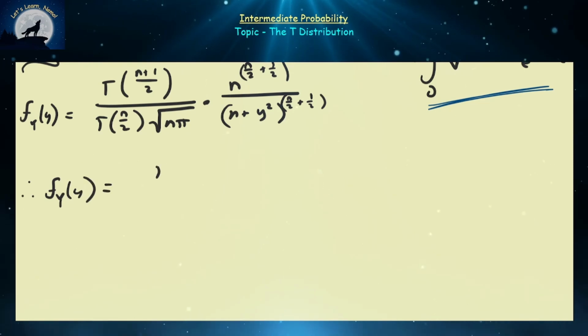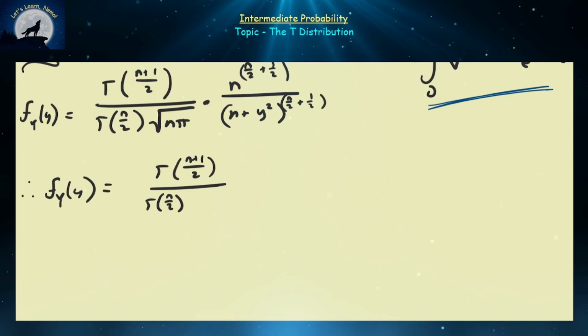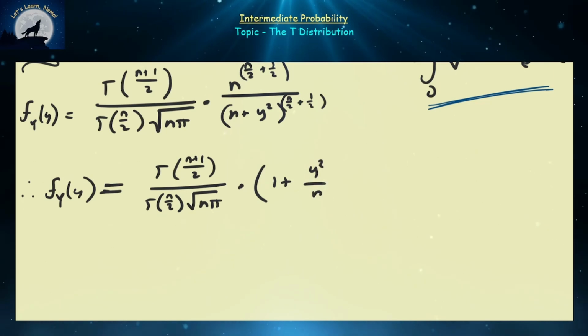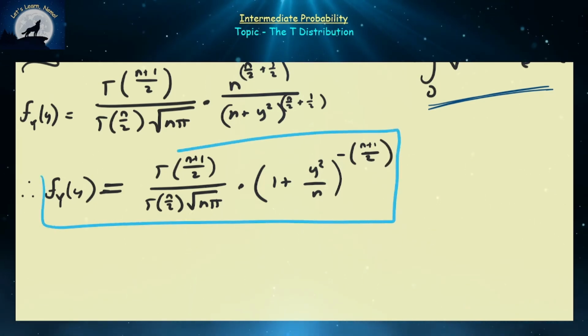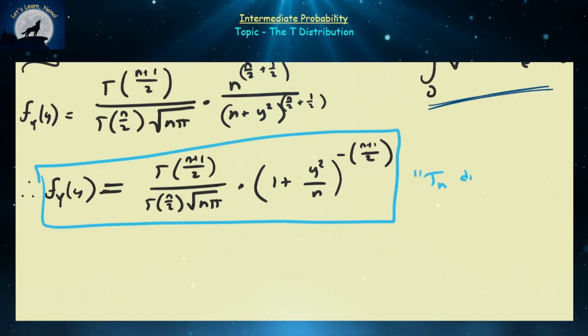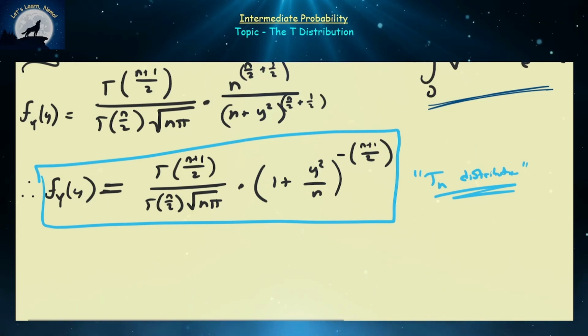Y will be equal to gamma of n plus 1 over 2, over gamma of n over 2, square root of n pi, as our leading coefficient, times 1 plus y squared all over n, since the n over n cancels, and then to the power of negative n plus 1 over 2. And that, my friends, is our t distribution. In particular, Tn distribution. Again, that n refers to the degrees of freedom, or sometimes the scaling parameter of the distribution.